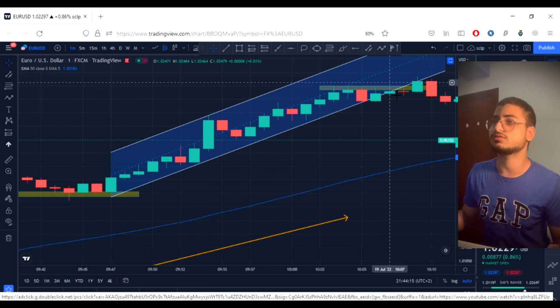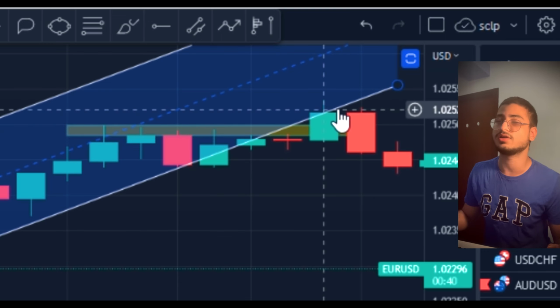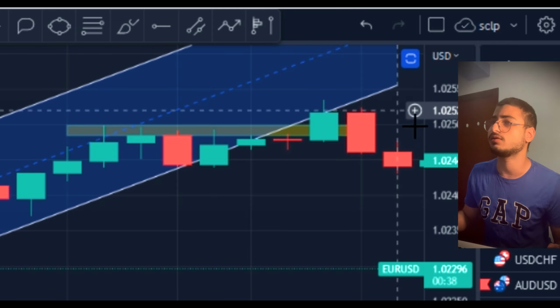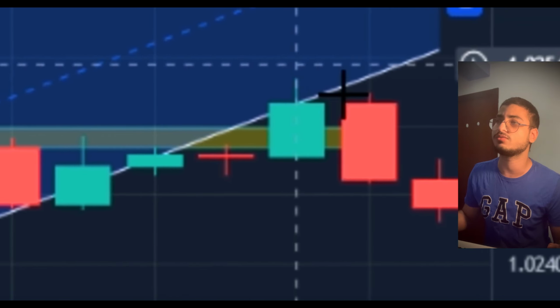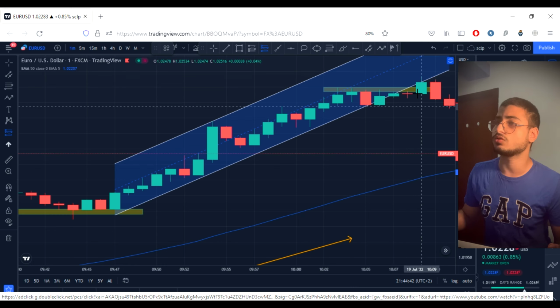At this zone I started seeing that the price is showing rejections and showing liquidity here, and I don't enter any trade without liquidity. So I saw a very big wick right here, and the price didn't want to pass this zone. So when I saw this bearish candle, I entered the trade right here.